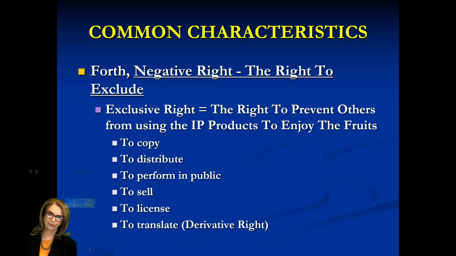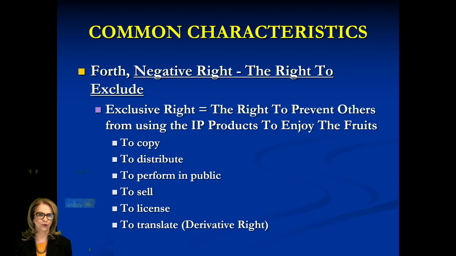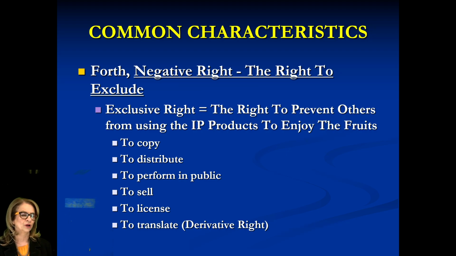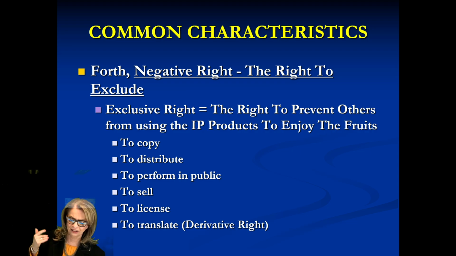The fourth, we already mentioned that, it's also kind of a summary. The fourth is having copyright as having patent right. It's a negative right, the right to exclude others. So exclusive right means the right to prevent others from using the IP products to enjoy their fruits. So if I'm owning a copyright over a book, I have the right to copy, to distribute, to perform in public, to sell, to license, to translate, which is a derivative work, and I can exclude others from doing all these things. I can exclude others from copying without payment. We have two things, permission and payment. Distributing it, performing in public, selling it, licensing it, or translating it.